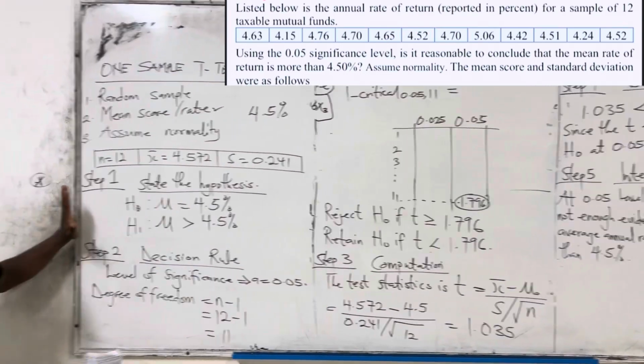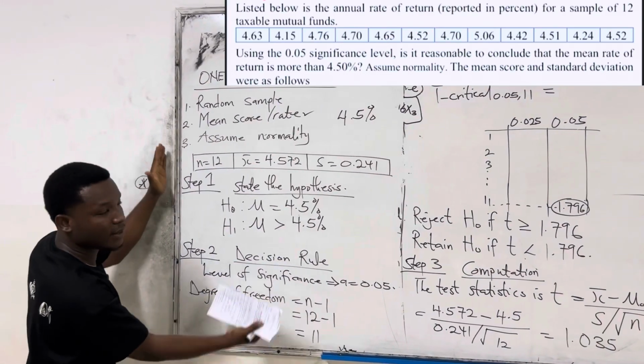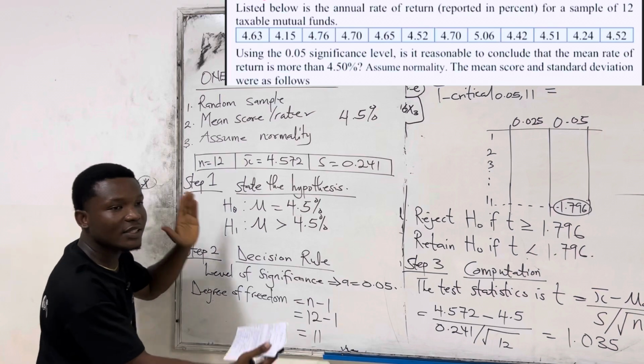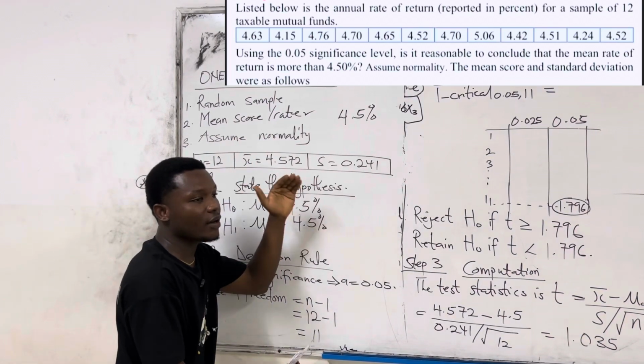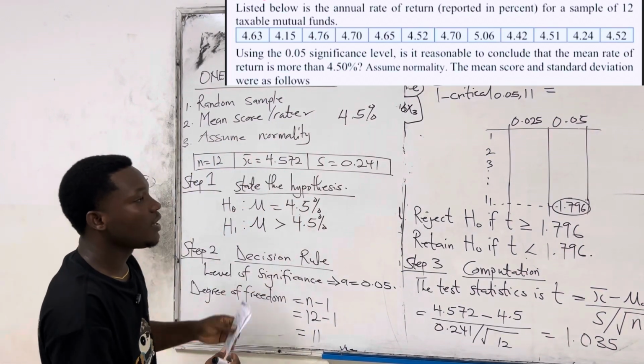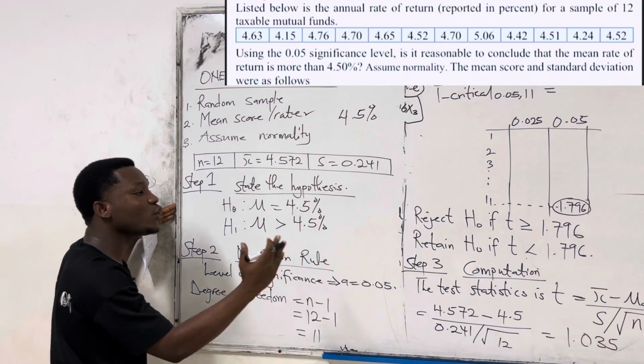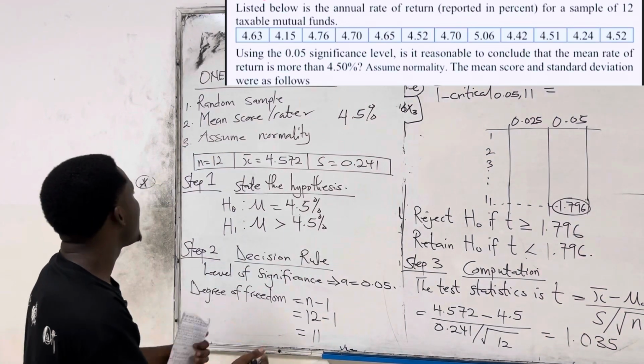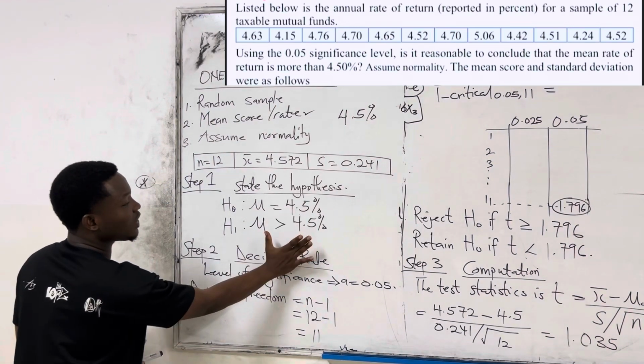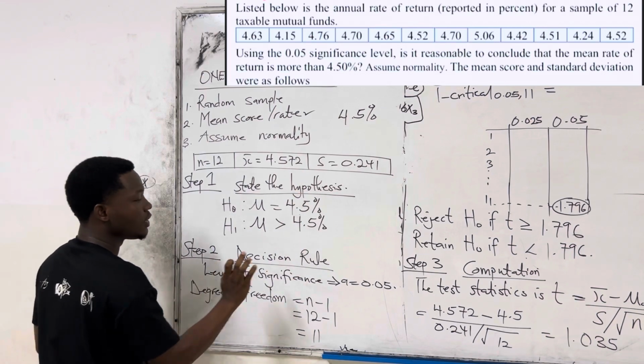So if you know these steps, it's easy for you to do the multiple linear regression. And if you don't know this, it will be very difficult. So these steps are just simple. First, you state your hypothesis, which is this. It will be given to you in the question.